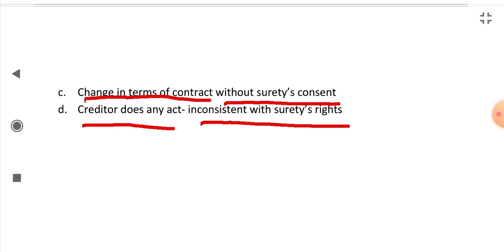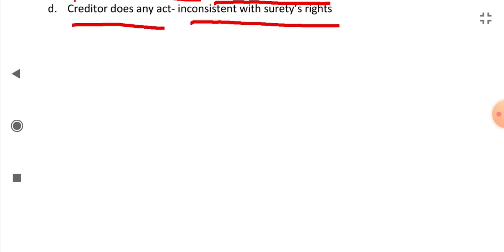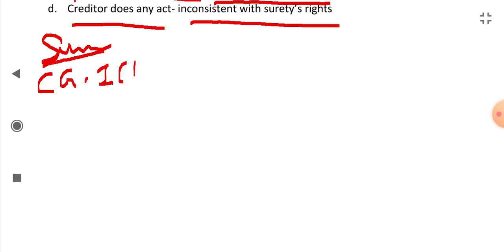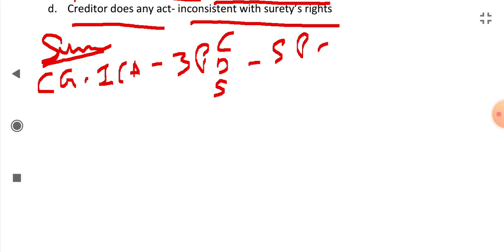So, summary. Now summary of the chapter. First, we saw contract of guarantee under Indian Contract Act, that there are three parties: creditor, debtor, and a surety or guarantor. According to the contract of guarantee, surety promises the creditor that if debtor defaults, then he will pay.